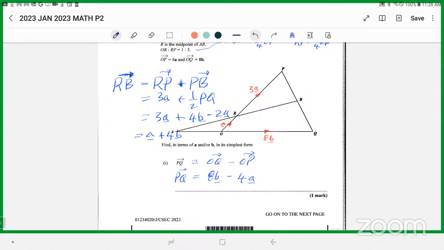And nobody can tell me that this vector right here is half of this one, having been told that this is the midpoint. So PB is half of the PQ. We have the PQ here already.